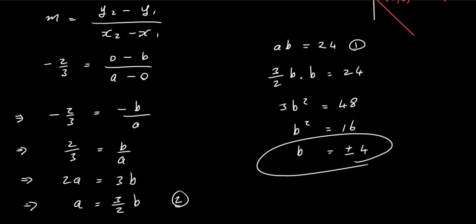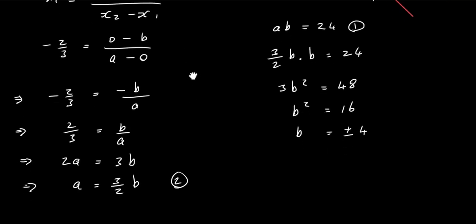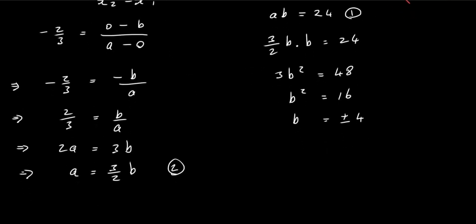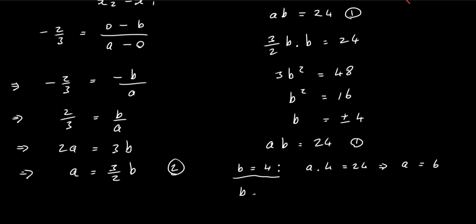So we have two values for b here. To find a, we'll just substitute it back into one of the equations. So let's substitute it back into the first one. Let's say ab is equal to 24. This is equation 1. So if b is equal to plus 4, that'll give us a times 4 is equal to 24, which gives us a is equal to plus 6. If b is equal to minus 4, that gives us a times minus 4 is equal to 24, which gives us a is equal to minus 6.